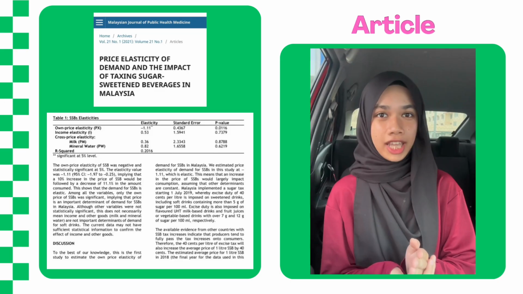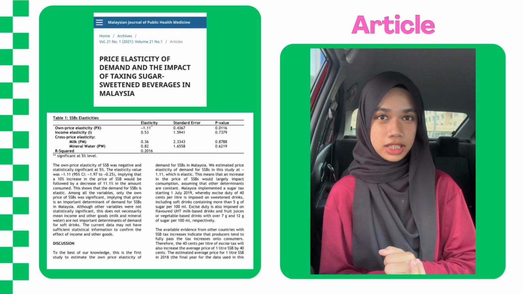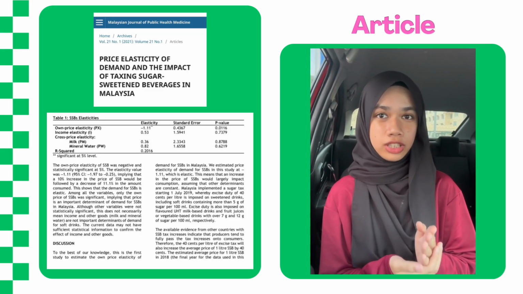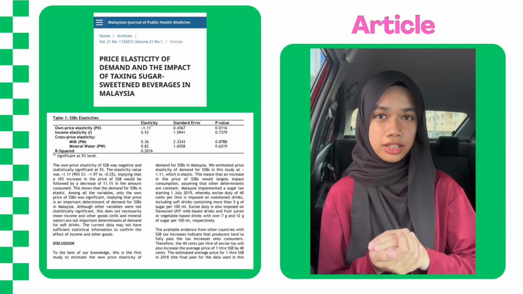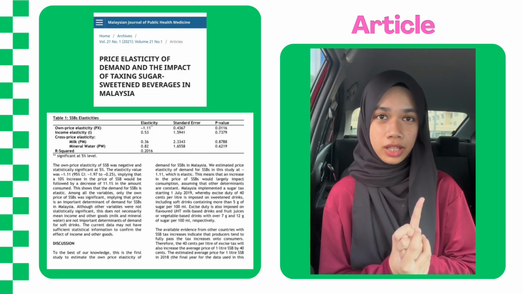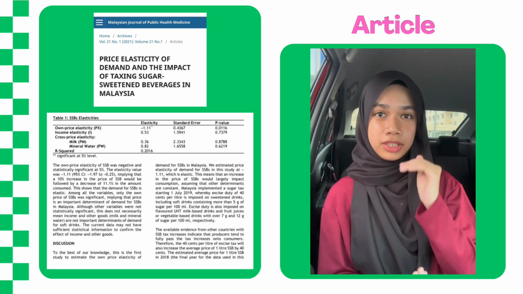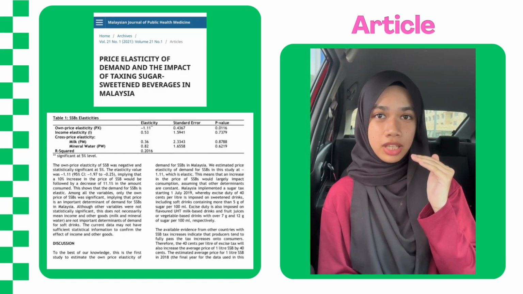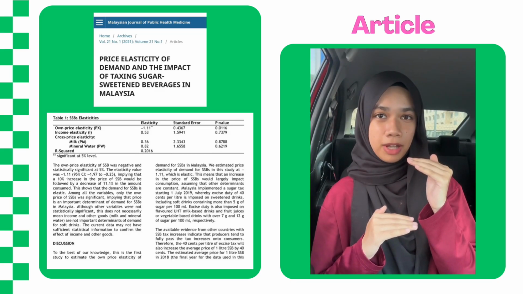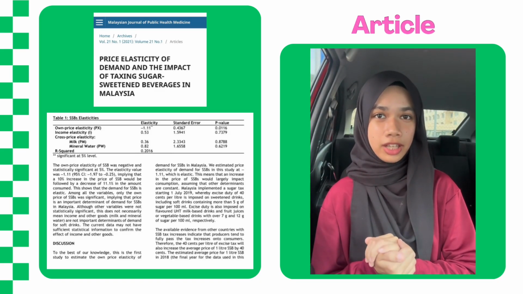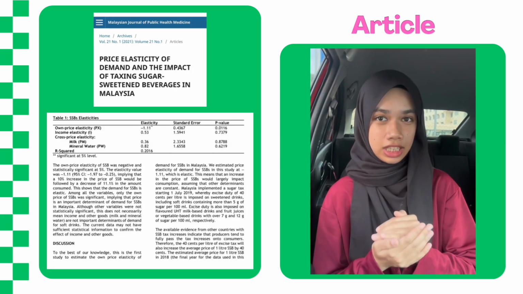Moving on, let's relate the types of elasticity to this article. Based on this article, the type of elasticity for sugar sweetened beverages, SSB, is elastic since the elasticity value is negative 1.11, which is greater than 1 in magnitude. This value can be interpreted as a 10% increase in the price of SSB will be followed by a decrease of 11.1% in quantity demanded for SSB. We can note that the quantity demanded decreased because of the negative value of the elasticity.